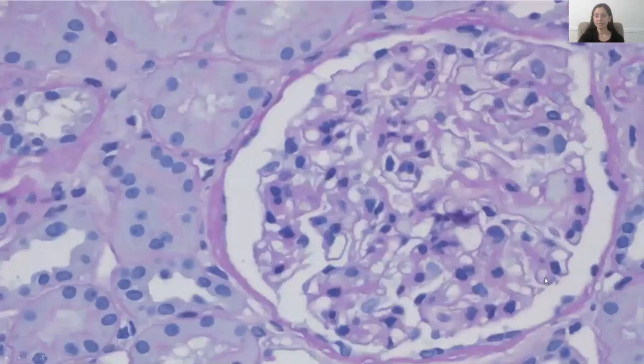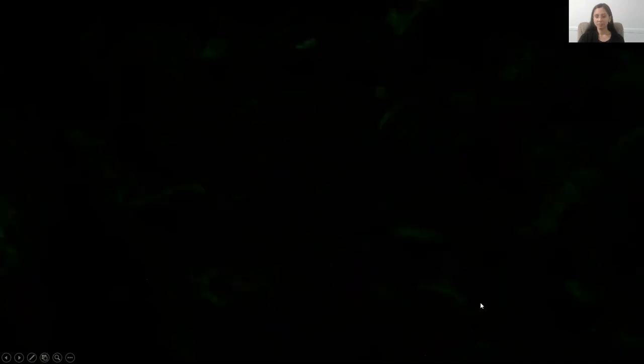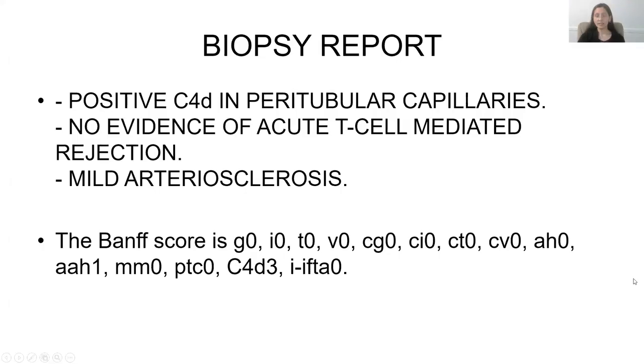Here we have a glomerulus. It looks really good. The capillary loops are open. There's no glomerulitis. Now, the only positive result from the biopsy was the C4D, which is diffusely positive, as you can see here. It's positive in the peritubular capillaries. This was the biopsy report. So we had positive C4D, but no evidence of T cell mediated rejection and no microcirculatory inflammation.